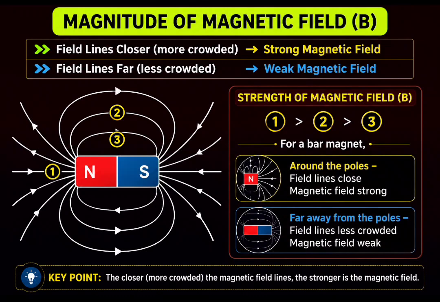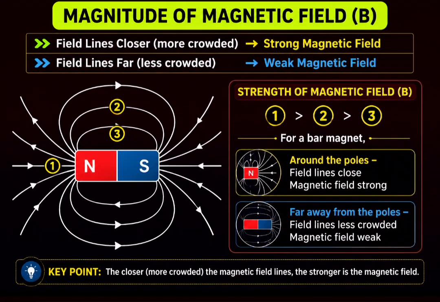In a bar magnet, the magnetic field is strongest near the poles because the field lines are closest there. As we move away from the poles, the field lines spread out and the magnetic field becomes weak. So remember, more crowded field lines mean a stronger magnetic field and fewer field lines mean a weaker magnetic field.